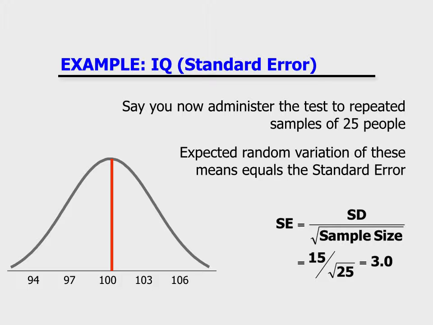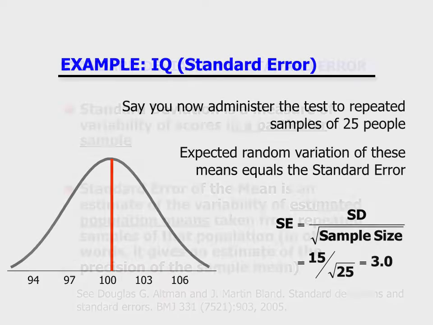In this case, the standard error is determined by taking the standard deviation, which is what we had before, and that was 15, and dividing it by the square root of the sample size of the people we're testing. So the sample size in this case is 25 people. We take the square root of 25 and we divide it into 15, and we're left with 3. So our standard error is 3, our standard deviation is 15.